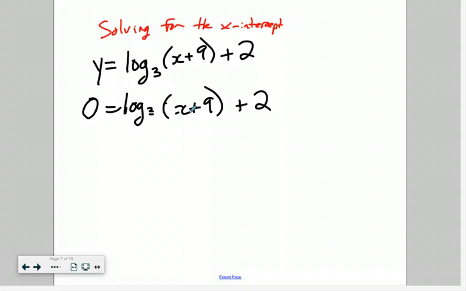Okay. So how do we start solving this? Subtract 2. Subtract 2 from both sides. So we then get negative 2 is equal to log base 3 of x plus 9.